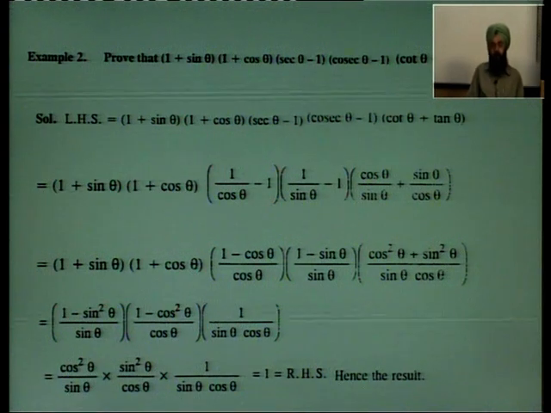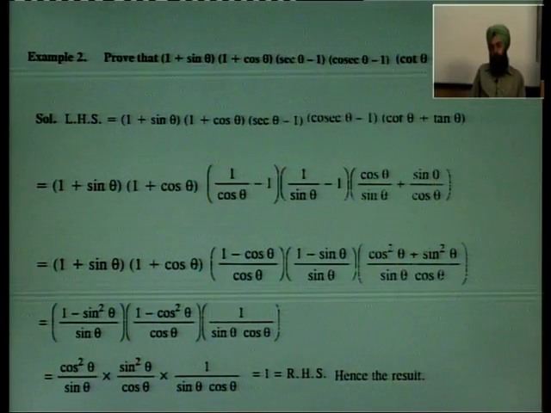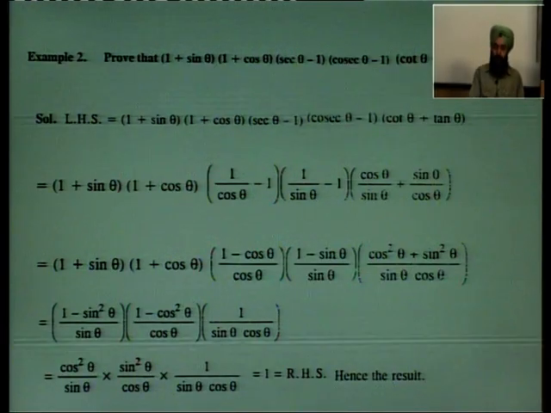In this question we have to prove that 1 plus sine theta into 1 plus cos theta into secant theta minus 1 into cosecant theta minus 1 into cot theta plus tan theta is equal to 1.